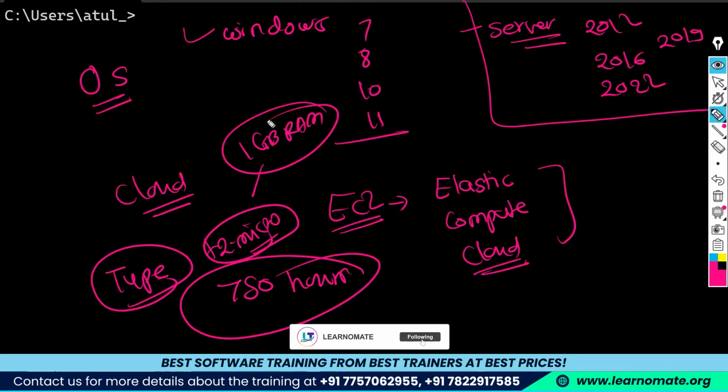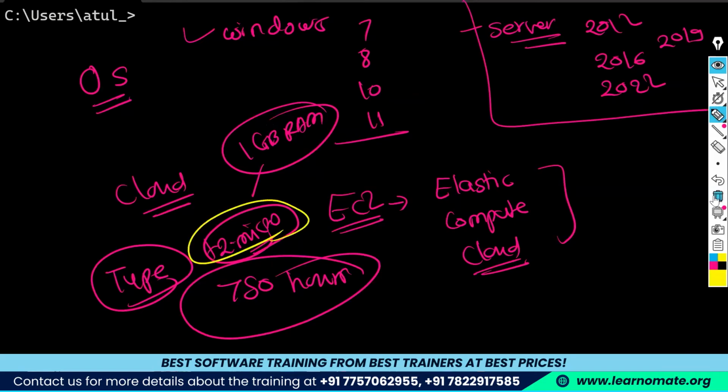Some services are free, some configurations are free, but if you are selecting a higher level of configuration, that will be charged. Like in the case of virtual machines, if you are selecting a T2 micro type of instance, 750 hours are free. If you exceed that, it will be charged. If you select another type of machine, that will be charged. So better to go with a T2 micro instance at the primary level.